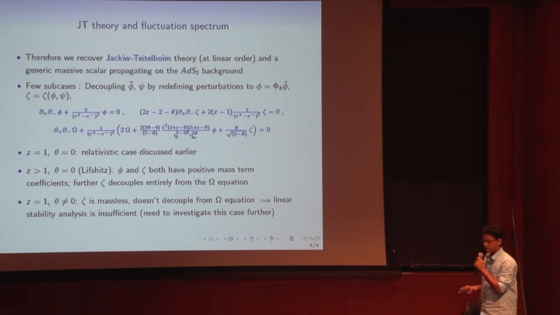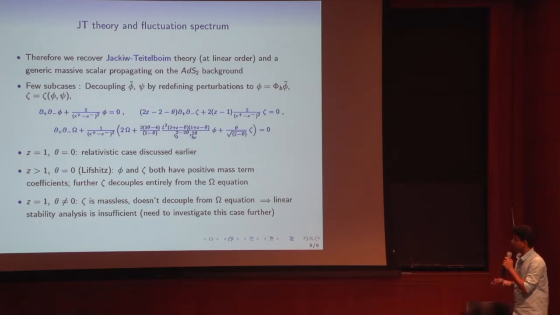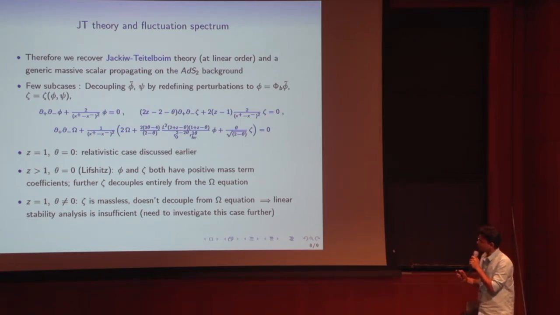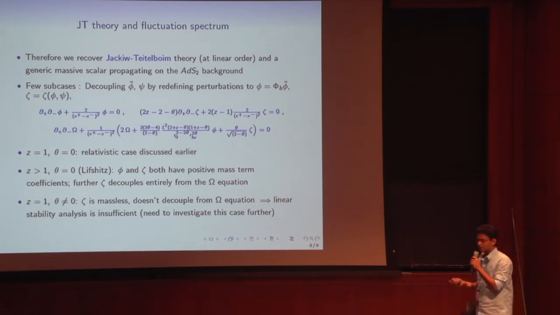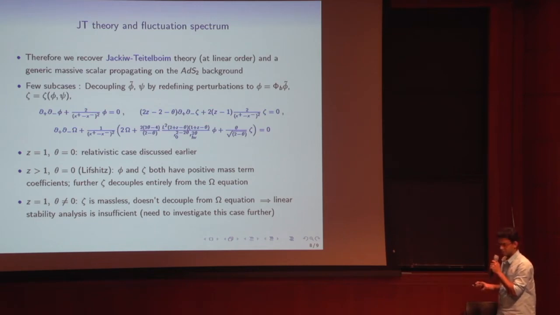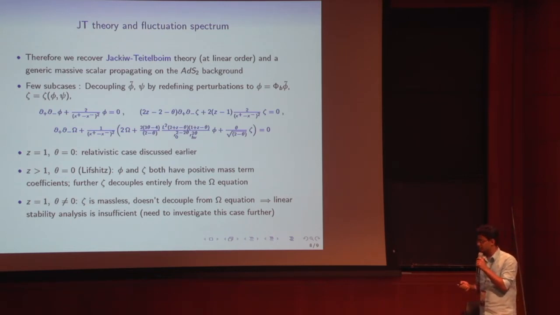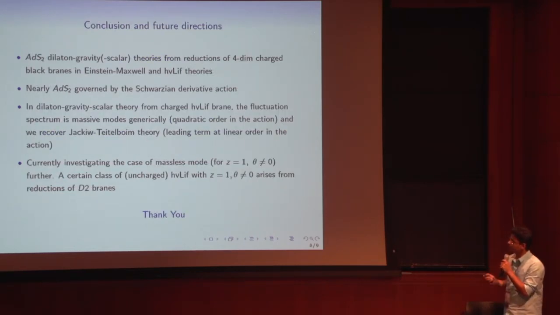So we recover the Jackiw-Teitelboim theory at linear order in dilaton perturbation and a generic massive scalar propagating on the AdS2 background, which is this mode here. Now, there are a few subcases. The one subcase which is important is when z equals 1 and theta is non-zero, where this mode becomes massless. We have a massless field propagating, and this doesn't decouple from the metric equation. And so linear stability analysis is insufficient here. So currently, we are investigating this massless mode case further.